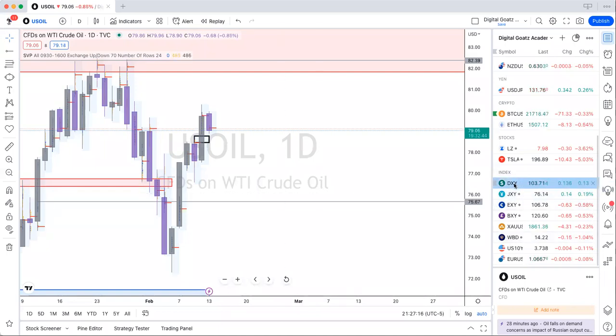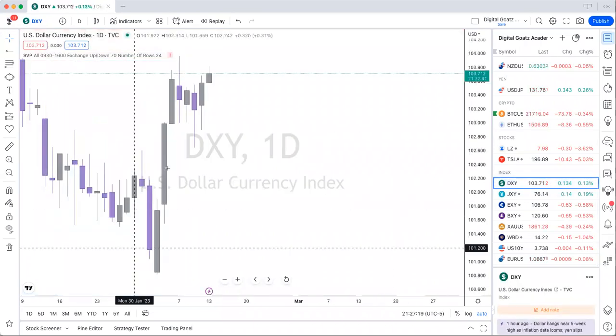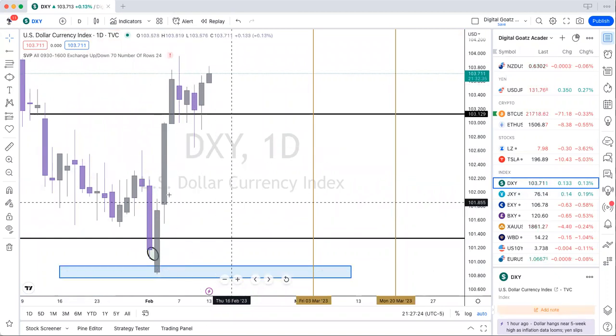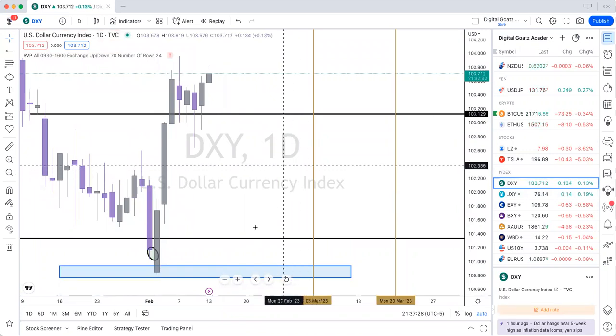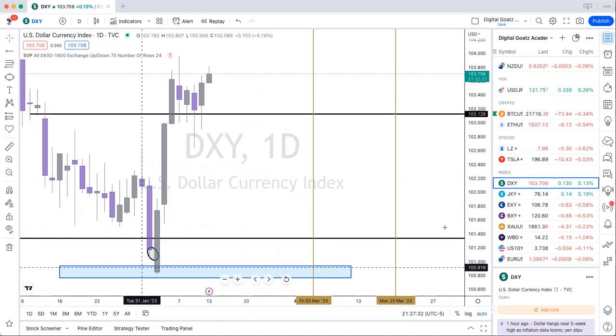Because again, if we just go back to the dollar index, you'll see where it has a lot of imbalance in the market that it needs to come back to. So there's a lot of imbalance right here, but nothing guarantees that we'll even see that this week. What I will say is that if we do come back to this imbalance, it'll probably be somewhere within June, guys.